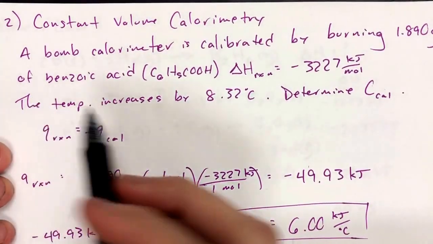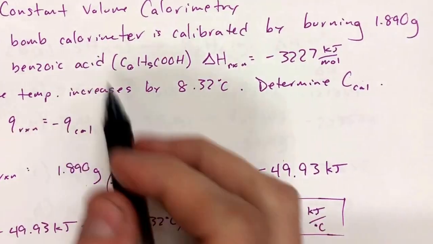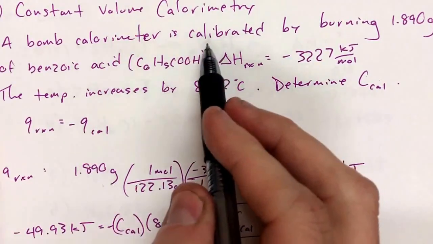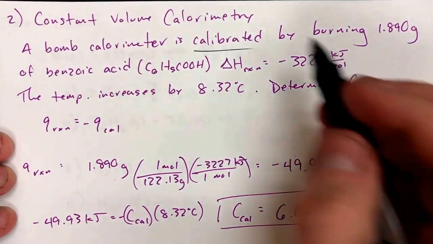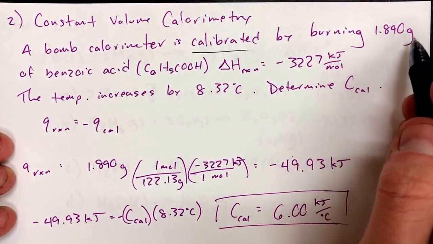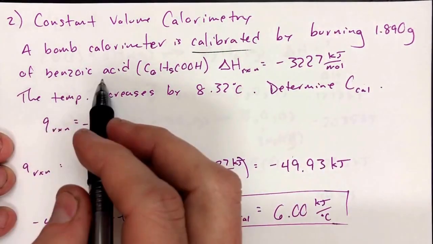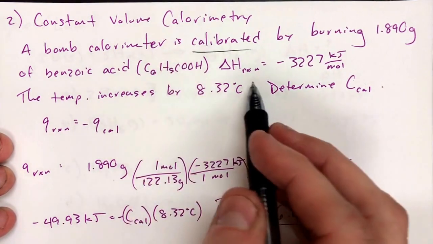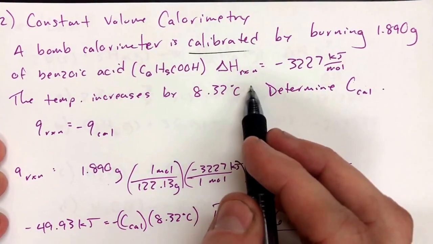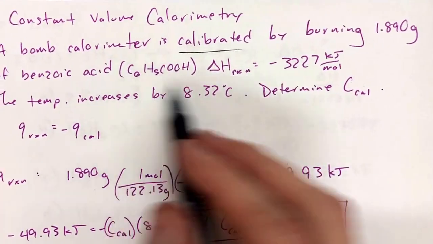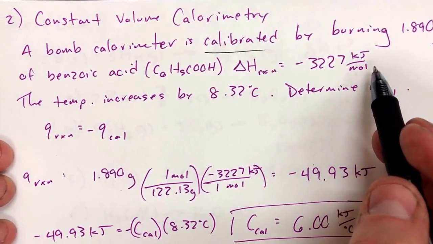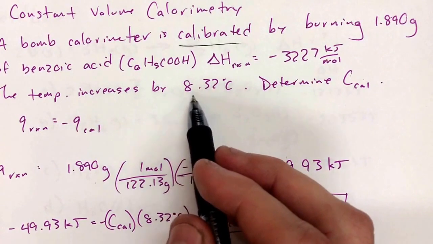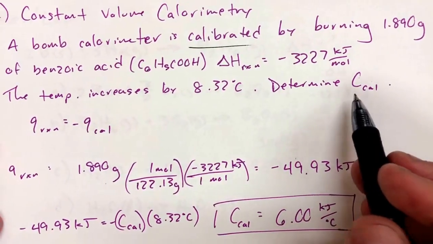So how to do problems like this, these go in two different parts. Here's the first part. A bomb calorimeter is calibrated. You pretty much have to calibrate a bomb calorimeter every single time you use it. So it's calibrated by burning 1.890 grams of benzoic acid. Benzoic acid has this formula, and here is the delta H for that combustion reaction. Benzoic acid releases 3227 kilojoules per mole of benzoic acid. The temperature increases by 8.32 degrees C. Determine C for the calorimeter.